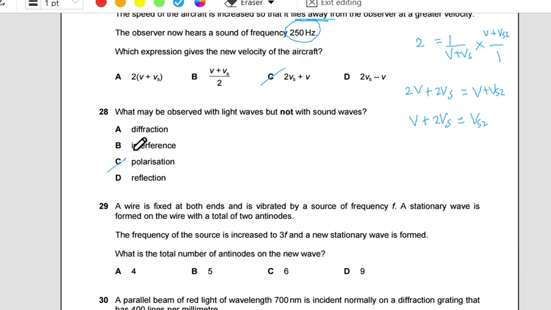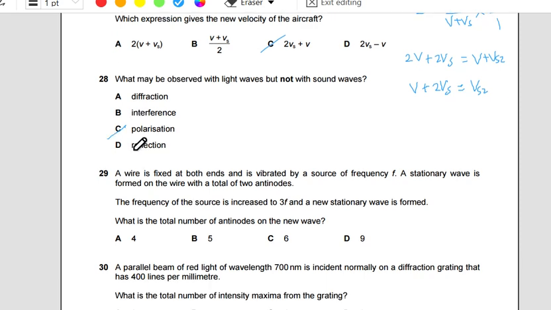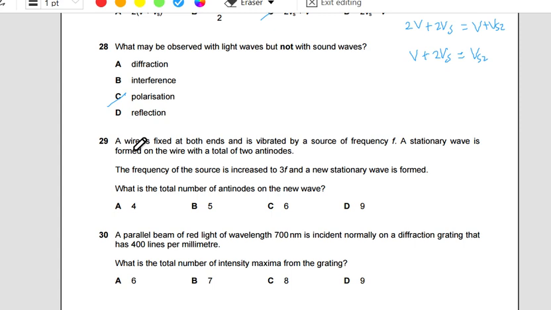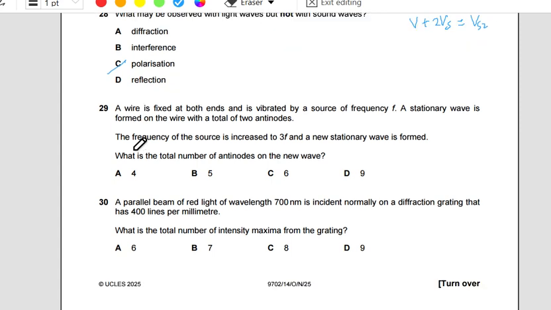Certainly polarization, sound is longitudinal, and longitudinal has no polarization. As at F there are 2 antinodes, so at 3F there will be 6.